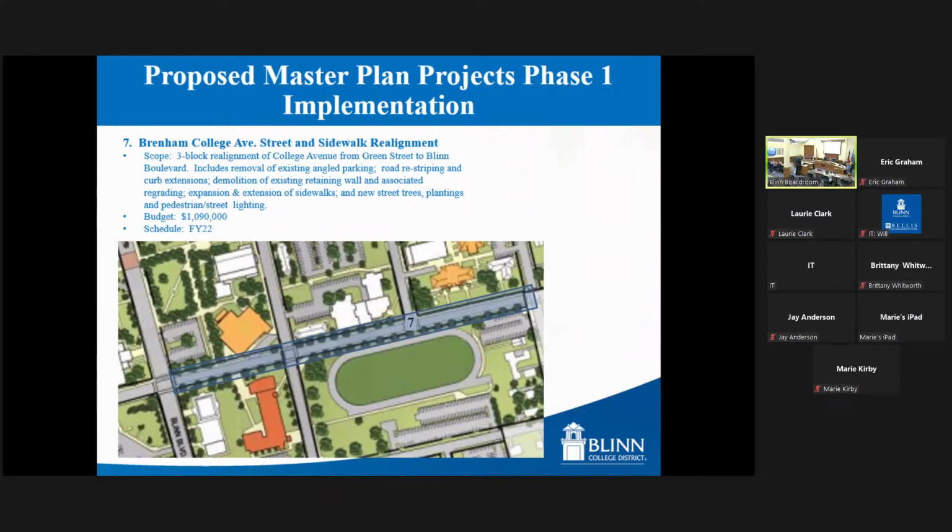Restriping the road and the curb and providing curb extensions, demolition of the existing retaining wall and associated regrading, as well as expansion and extensions of sidewalks, new street trees, plantings, and pedestrian lighting there along College Avenue. This would be about a $1.09 million project. And again, given board approval, we would anticipate completing this project in FY22.